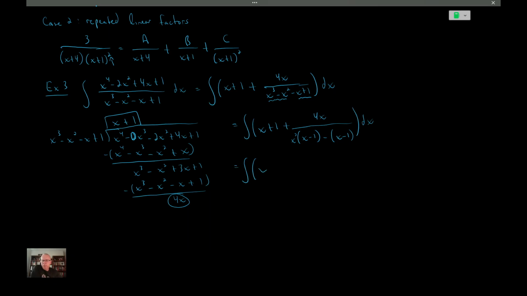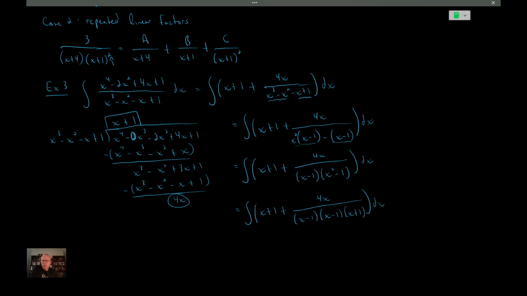Then keep going. So we have x plus 1 plus, now when we factor by grouping, we have this term and we have this term. We factor out an x minus 1, and we're left with x squared minus 1, and that's all over 4x dx. And now we can factor x squared minus 1. x plus 1, plus, we got x minus 1, x squared minus 1 factors into x minus 1, x plus 1, and that's all over 4x. Okay, so now we have completely factored the denominator.